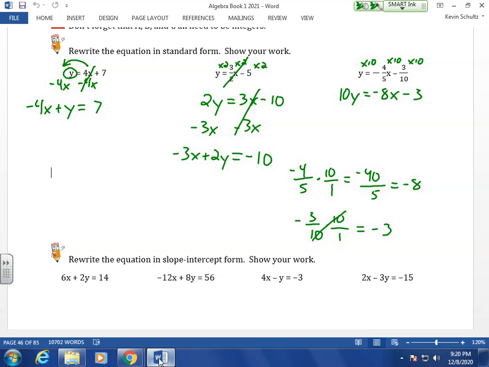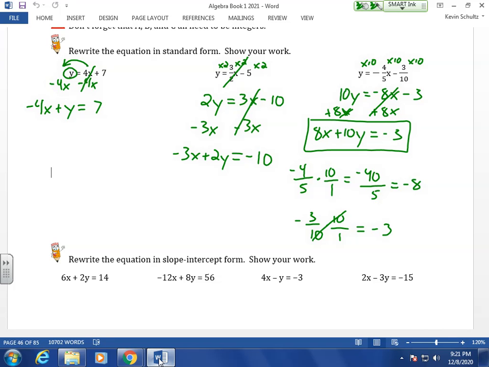So 10y equals negative 8x minus 3. Move those x's over. Since they're negative, this time we're going to be adding 8x to both sides. On the right, they cancel out. We're left with negative 3 as our constant, and we have positive 8x and positive 10y, or 8x plus 10y equals negative 3. That is our equation in standard form.